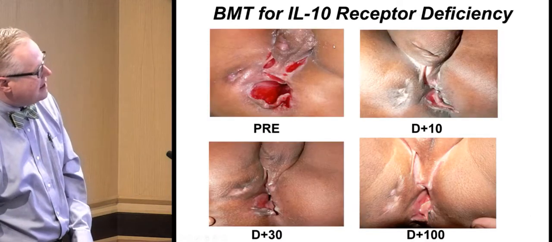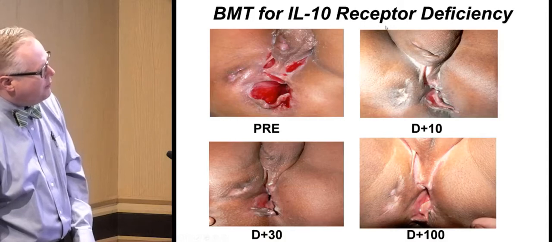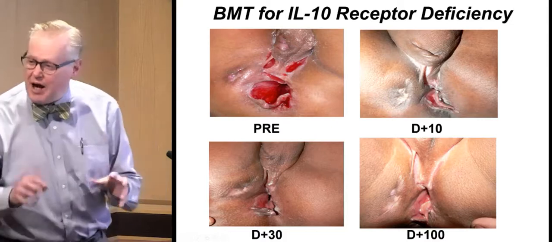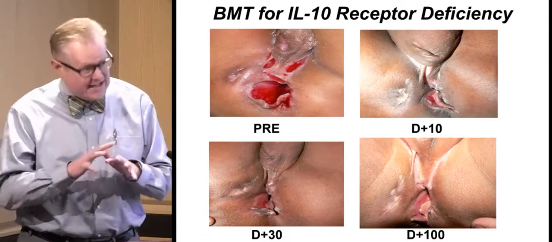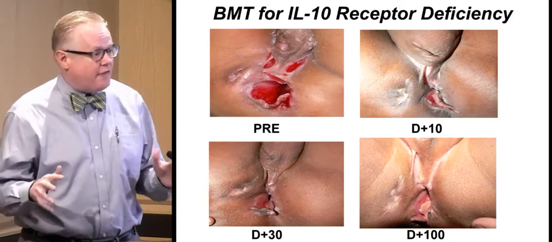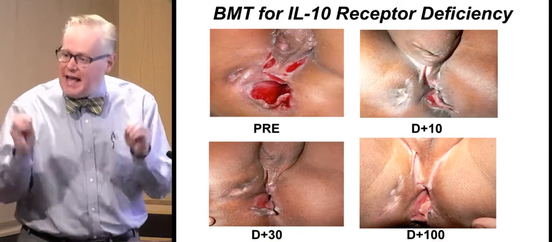And here you can see his fistulating colitis, and he went to bone marrow transplant, and this is shortly after transplant. You get rid of all of these cells. Basically, the problem here is he has a defect in the IL-10 receptor. So he can make IL-10, but his immune cells are deaf. They can't hear IL-10. They can't hear that signal. They can't respond to it, and so they can't be suppressed.